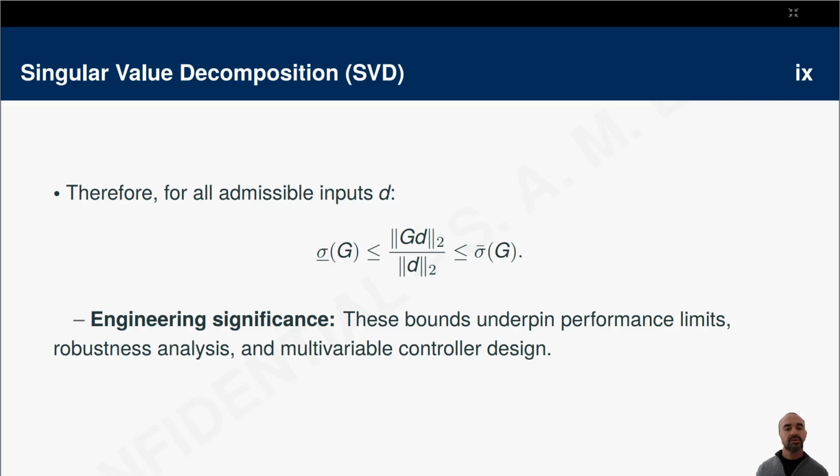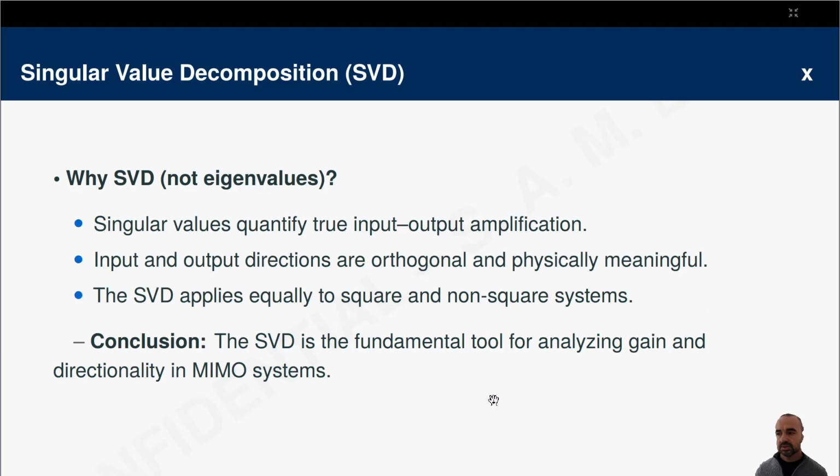Therefore, for all admissible inputs d, any output we get is going to be between the minimum and the maximum. There's nothing special extra here. We're just saying that the output is between the minimum possible and the maximum possible gains. These bounds essentially underpin performance limits, robustness analysis, and multivariable controller design. That's what they show.